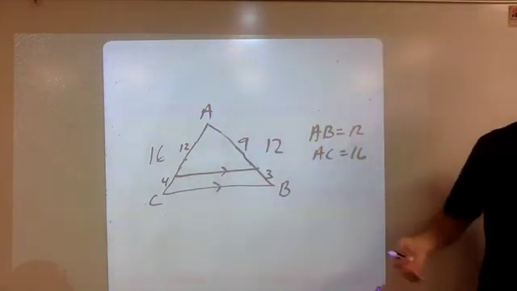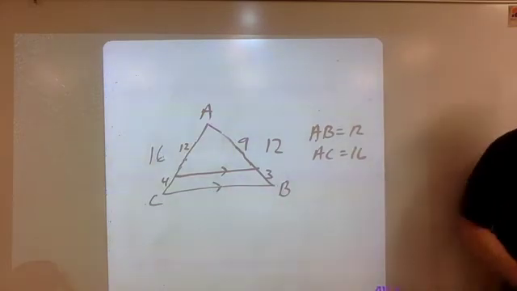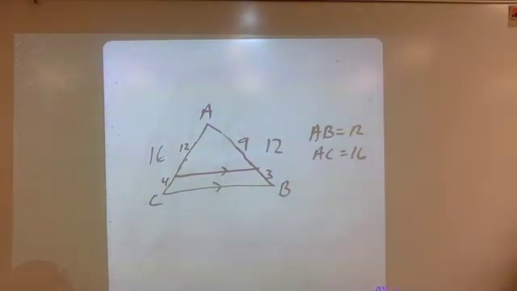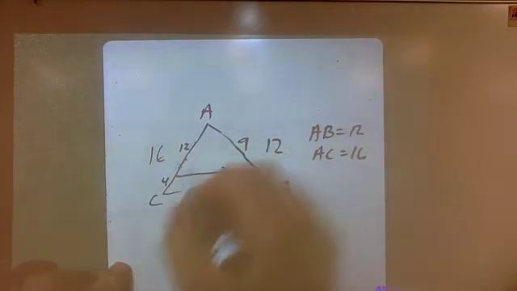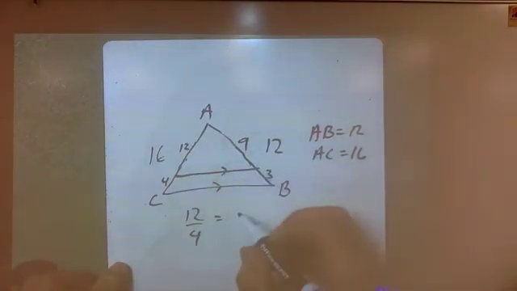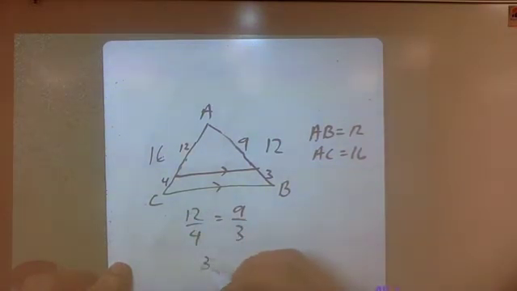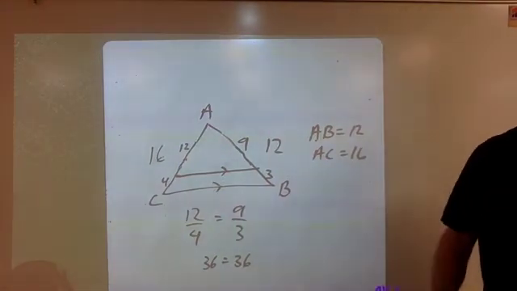Does that work? Can we check our proportions to see if they are parallel? Well, I'll do 12 over 4. I'll go top to bottom on the left is equal to top to bottom on the right, 9 over 3. Cross multiply, and I get 36 is equal to 36. So voila, yes, it works.